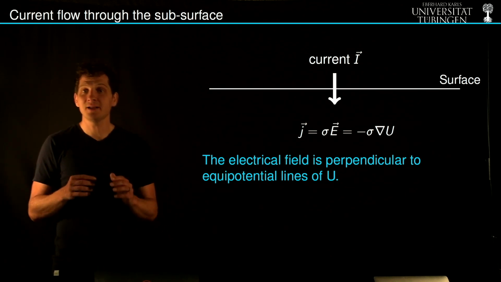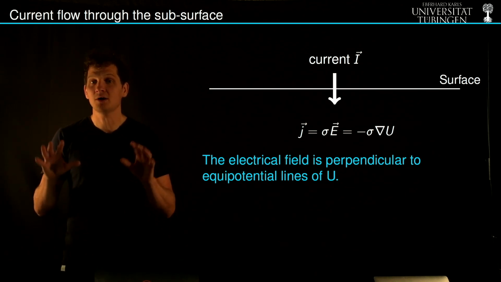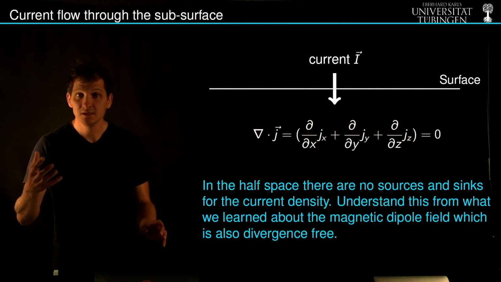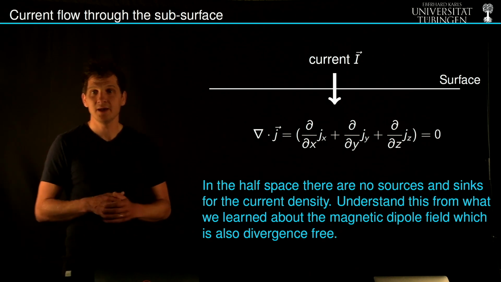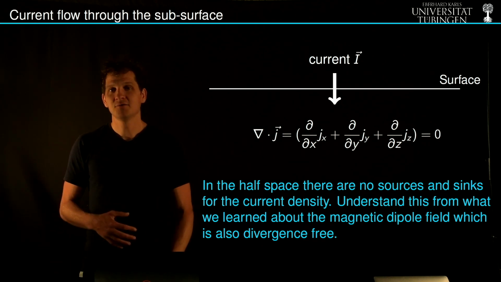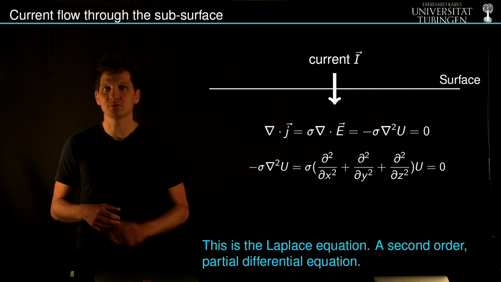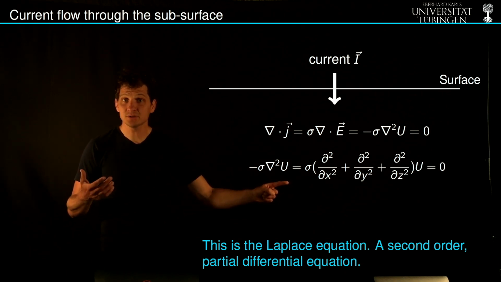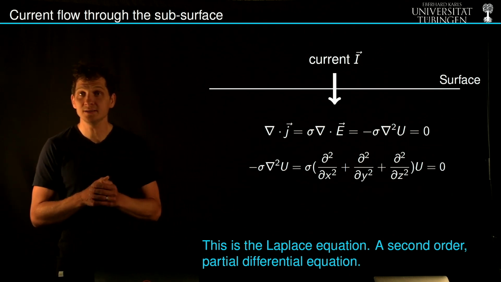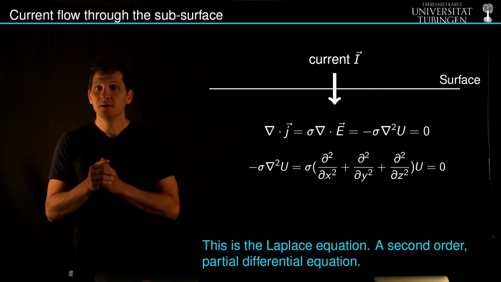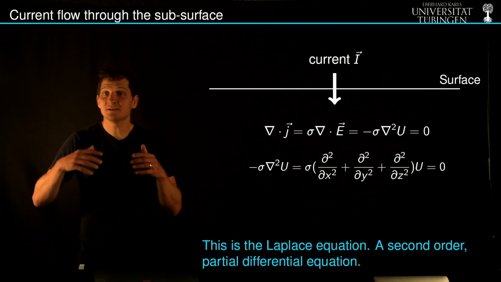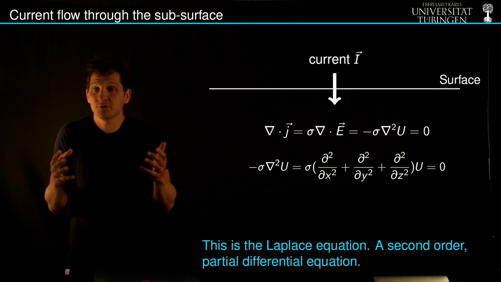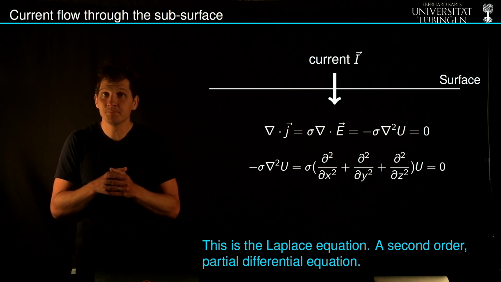And thanks to our analysis of the magnetic field, we know how to formulate this mathematically. It means that the divergence of J is 0 everywhere, apart from the position of the electrode. Here I formulated the divergence in Cartesian coordinates, and remember, in other coordinate systems, such as spherical coordinates, this may look very different, but the geophysical interpretation obviously remains the same.